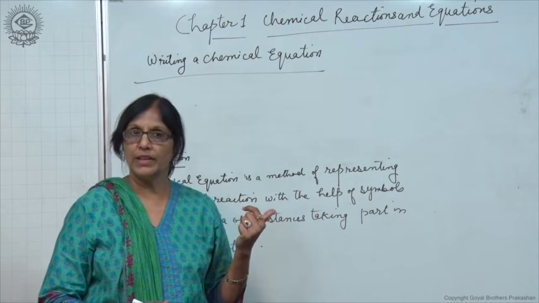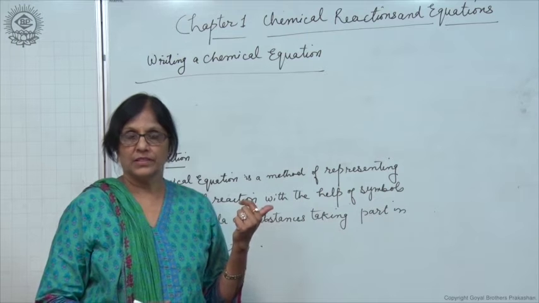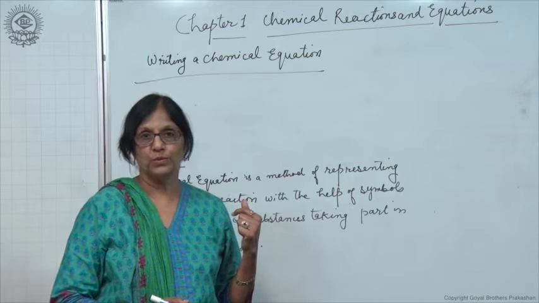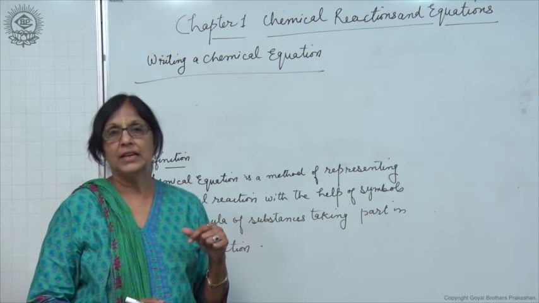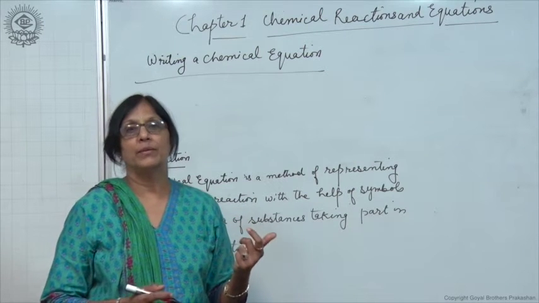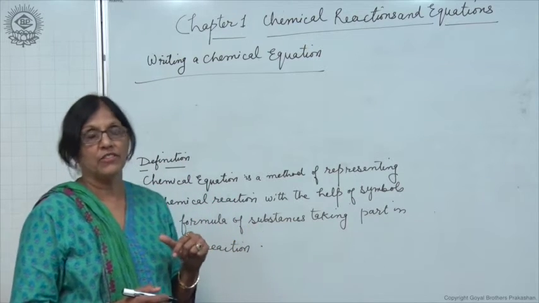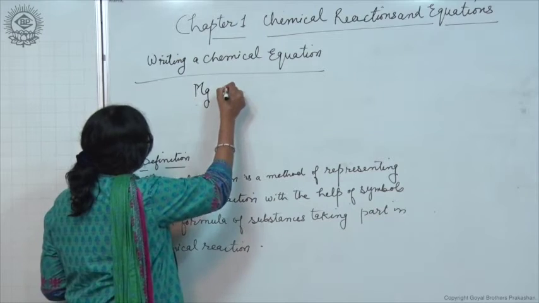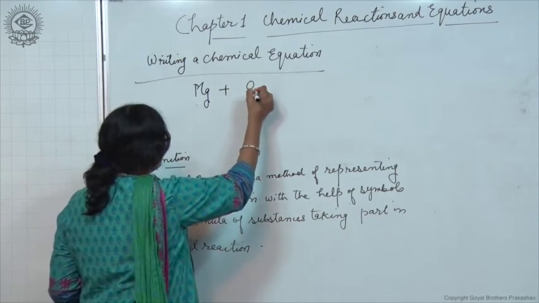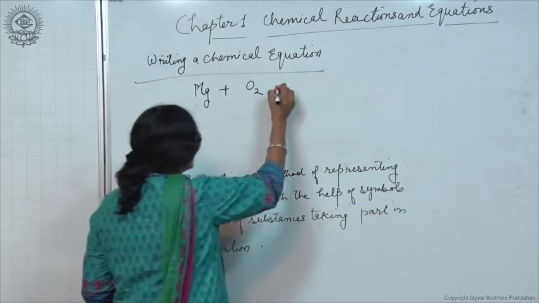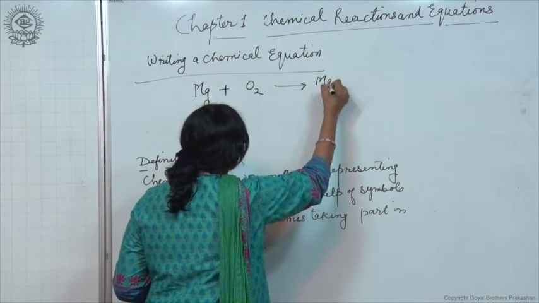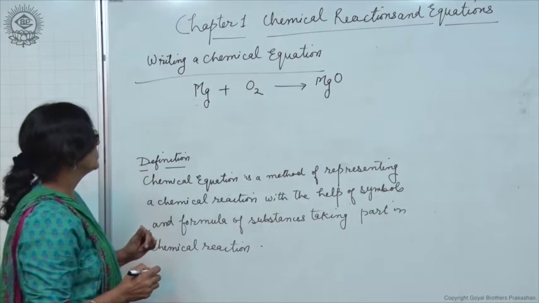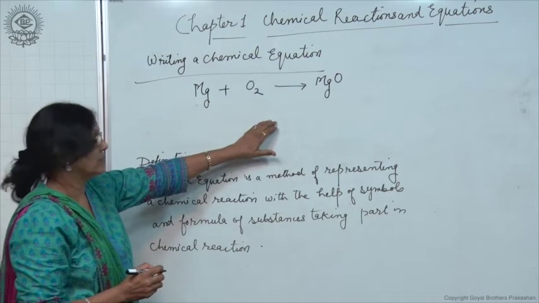What is the formula of magnesium? It is Mg, okay. What is the formula of oxygen? O2. And what is the formula of magnesium oxide? It is MgO. So, we can write the chemical equation now. Mg for magnesium, O2 for oxygen and MgO for magnesium oxide. So, this is a chemical equation.